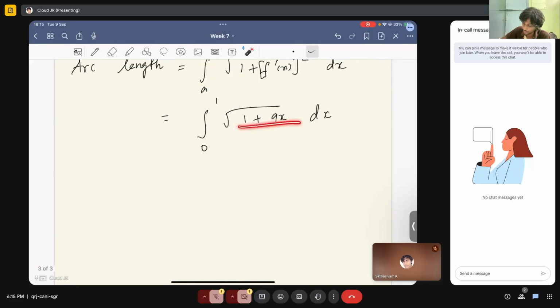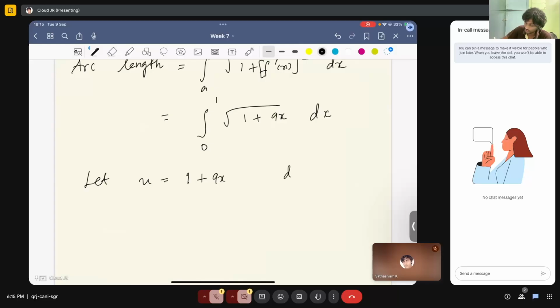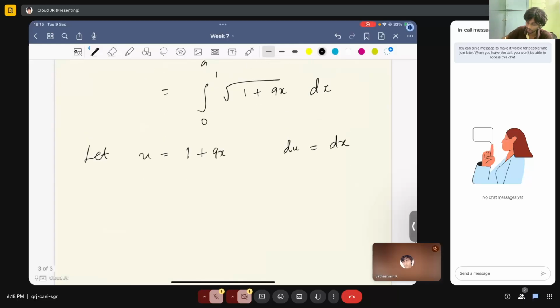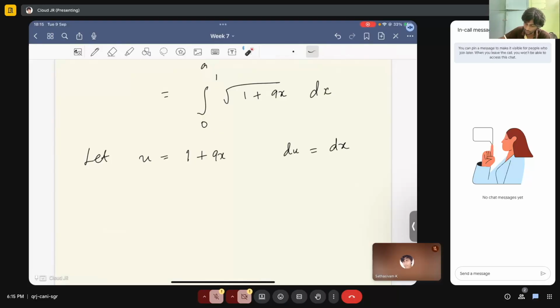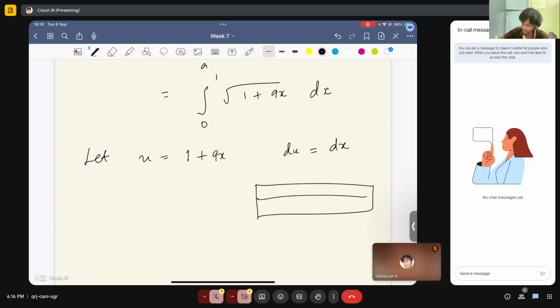To do the integration, we are going to use substitution. Because if the 1 is not here, it's not very hard to integrate. The only problem is this 1, so we substitute and try to remove it. Let u equal 1 plus 9x. Now we substitute it here, and when you make this substitution, you also have to see how the limits change. Let's draw a table. When x goes from 0 to 1, let's look at u. When x is 0, u is 1, and when x is 1, u will be 10.